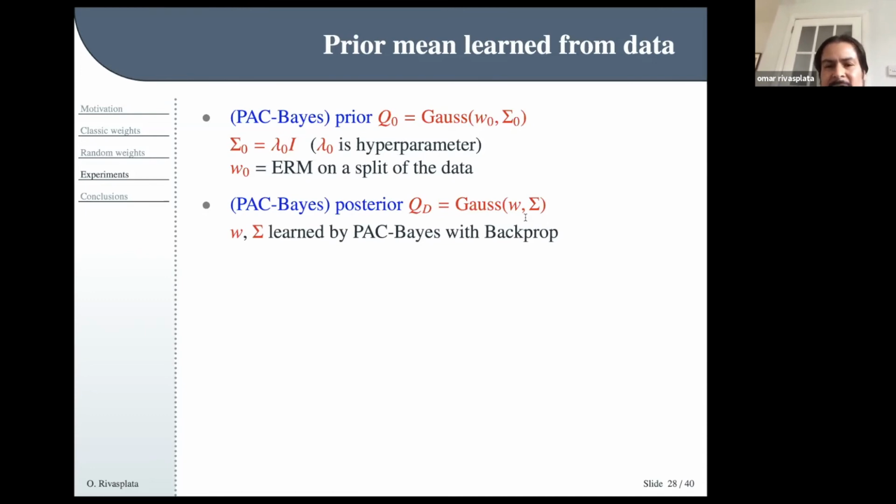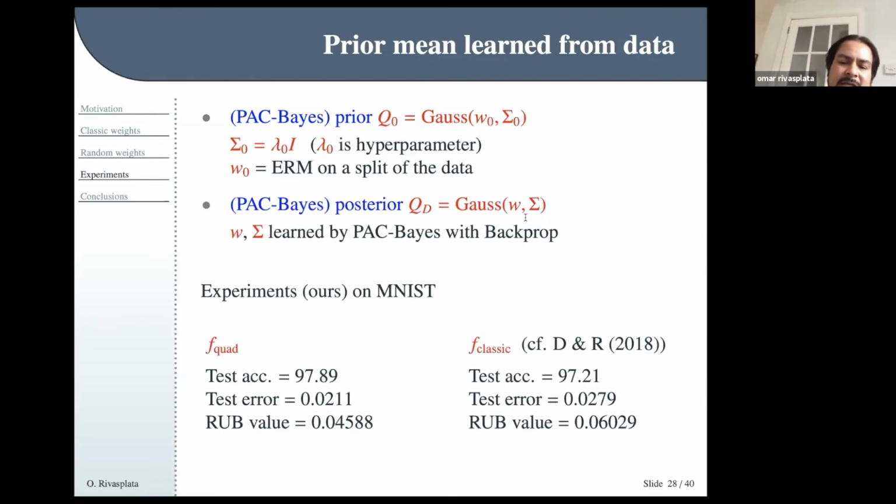And what we obtained from that process looks like this. Again, this is full MNIST. Our new training objective, F quadratic, gave, so this was the exciting news, test errors of like 2%, so test accuracies of close to 98%. Okay, that has been obtained before with the training objective that Zugatti and Roy used. So with the training objective derived from the PAC-Bayes classic bound, you also get high test accuracies, like 97, close to 98. So the test error is still around 2%.